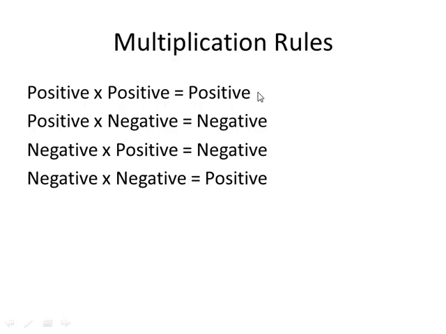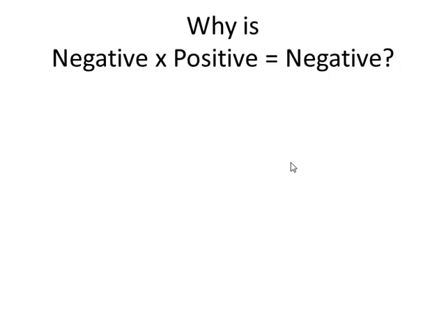And generally, if we multiply two numbers with the same sign, either positive times positive or negative times negative, that product is positive. But if we multiply two numbers with different signs, like in these two examples, then that product is negative. Right, let's go over some of the ideas behind this. Why is a negative times a positive equal to a negative number?